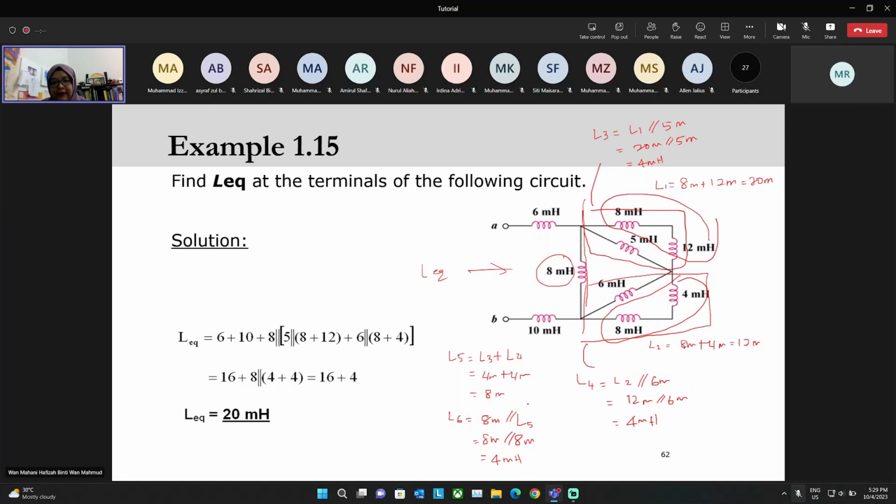Okay, so dekat sini, circuit kita lepas L6 ni, yang tinggal cuma 6, 4, 10. 6 mili, 10 mili dan kat sini adalah L6 which is 4 mili. So, boleh kira L equivalent? Boleh. 6, 4 dengan 10, tambah semua. Series. Yeah. So, L equivalent is 6 mili plus 10 mili plus 4 mili. So, dapatlah 20 mili Henry.